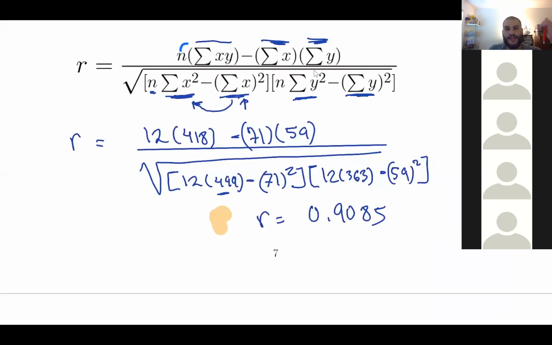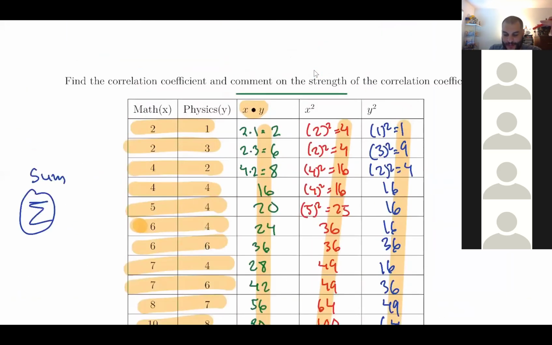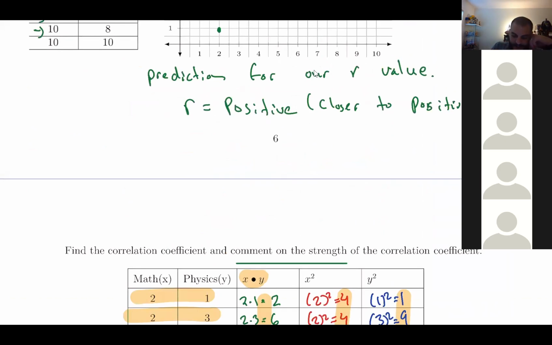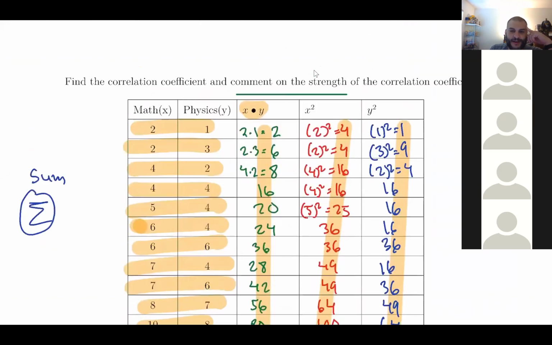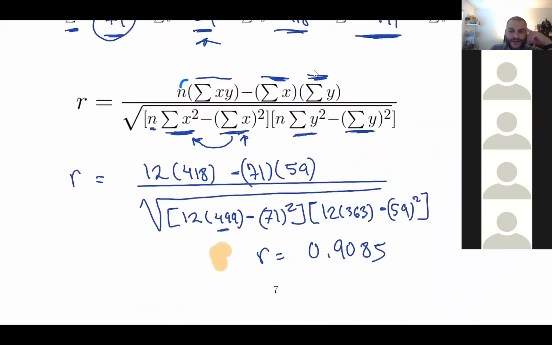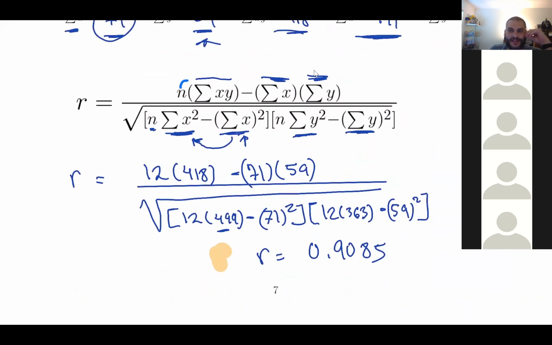All right, so we get r is equal to 0.9085. So if you remember when we made our prediction, here was our prediction. So our prediction was that r should be positive and that it should be close to +1. So let's go back to our r value. Was our prediction pretty close? Yes, because we said r should be positive and we got positive 0.9085. And we also said it should be close to 1, which 0.9085 is close to 1.